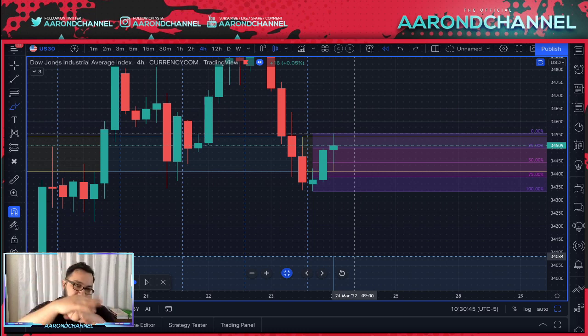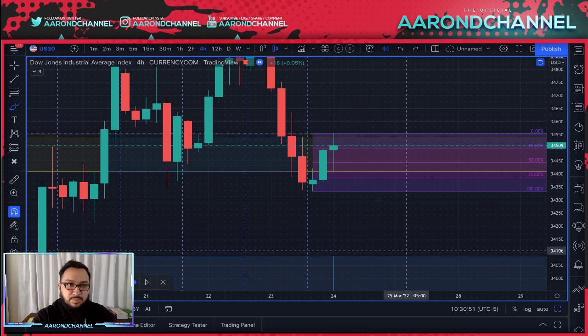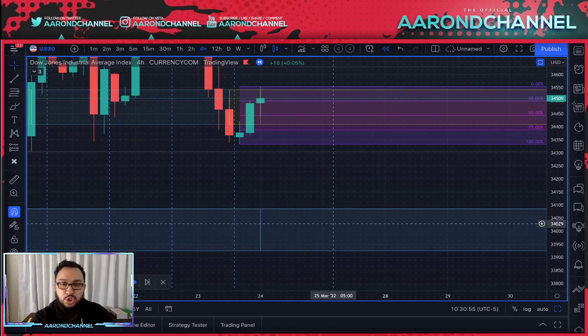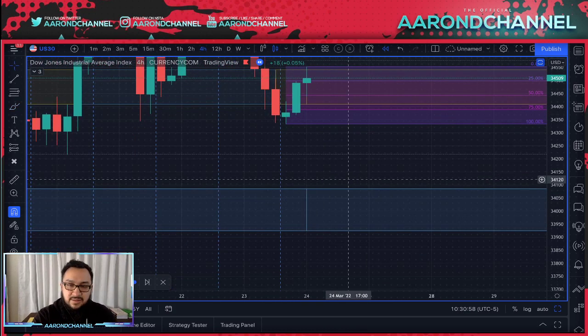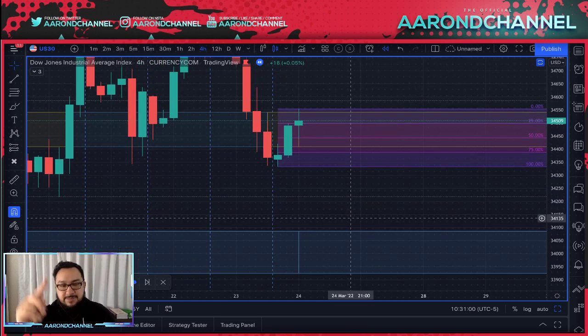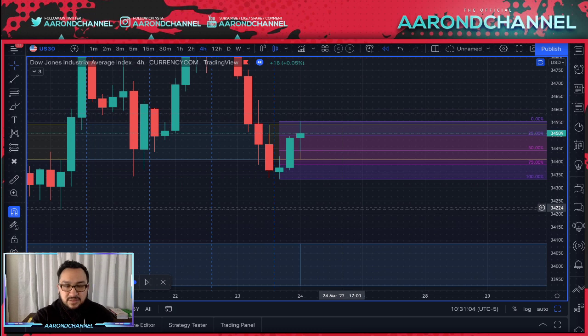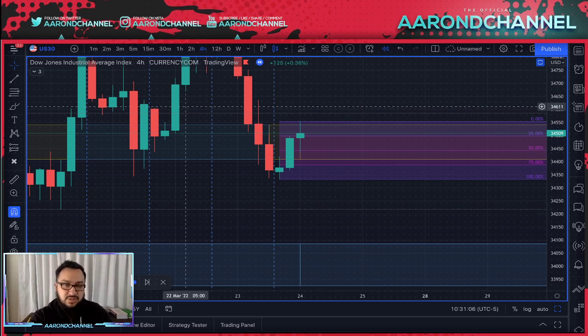Reject at resistance, pushing price down further into a support area, which is down here in the blue level. Support level. Just keep that in mind. Now, that's the support and resistance approach.